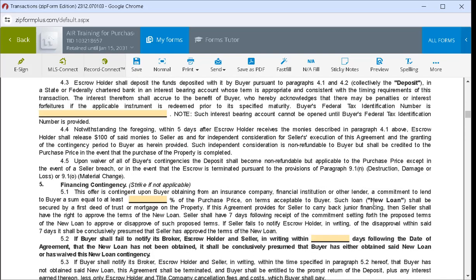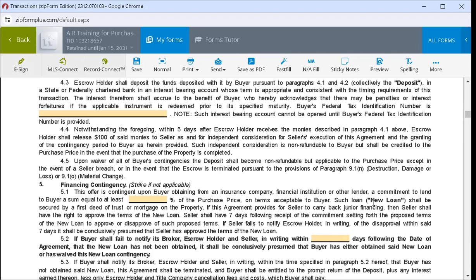Okay, so 4.4 is another E for escrow that you need to be aware of, but also your escrow company needs to be aware of. Within 5 days after escrow receives the funds deposited, escrow holder is going to release $100 out of those funds to the seller as independent consideration for the seller's execution of this agreement and the granting of the contingency period. So this $100 is non-refundable. If this doesn't close, it's not refundable to the buyer, but it shall apply to the purchase price upon closing.